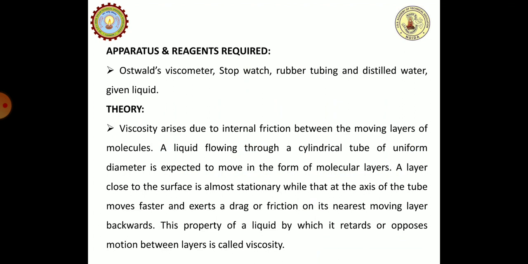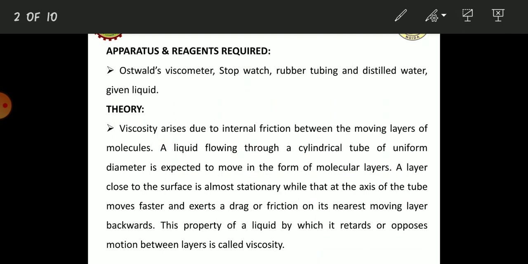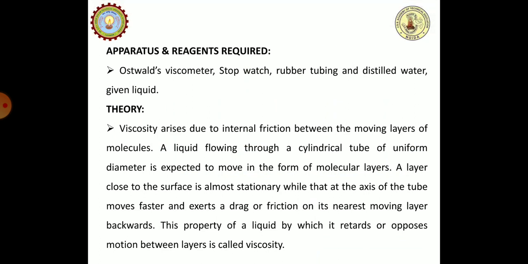First, the Ostwald viscometer, stopwatch, rubber tubing, and distilled water and a given liquid. These are the apparatus which are required to determine the viscosity of a given liquid.